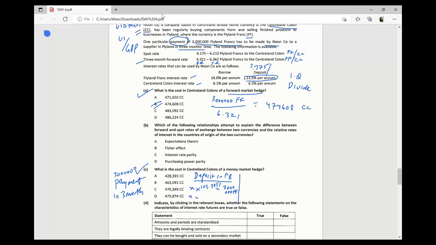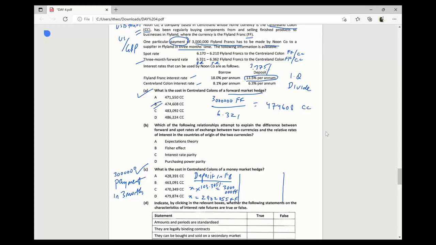So the amount deposited should be 2,902,055. Always borrow or deposit less, because when interest is charged, it becomes equal to the exact amount in 3 months. So 2,902,055 FF should be deposited, so that when interest is earned for 3 months, it becomes 3 million.